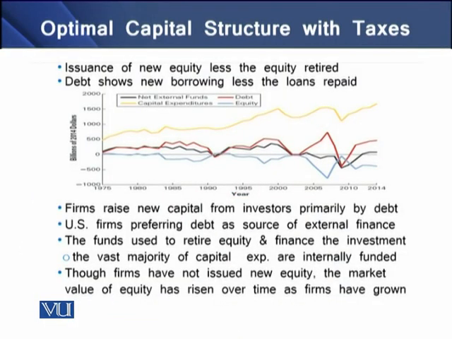If we see the graph on the screen, we can see that there is an issuance of new equity excluding the equity retired, and there is a line in red that is showing the debt amount issuing with the new borrowings excluding the loans repaid. This graph shows that firms are raising new capital from the investors primarily through debt, and this shows that US firms prefer debt as a source of external finance.